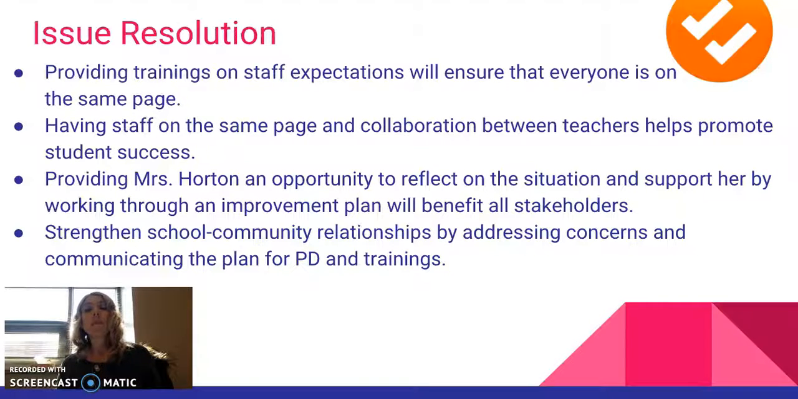I think by also providing Mrs. Horton just an opportunity to be reflective of her life and the situation and how things are playing out, and to provide that support for her so that she feels like she's not alone and that we're working through this, and this plan is to help her improve, that it's for her benefit. I think that ultimately will benefit all the stakeholders. And then also just making sure that we communicate with the community about what staff expectations are, open lines of communication that will just strengthen that relationship between us.